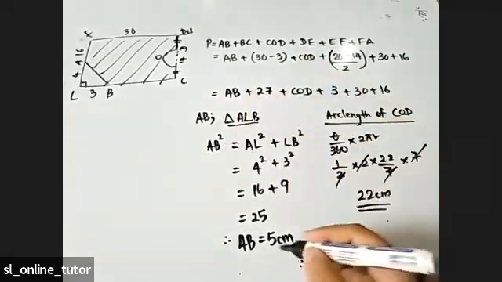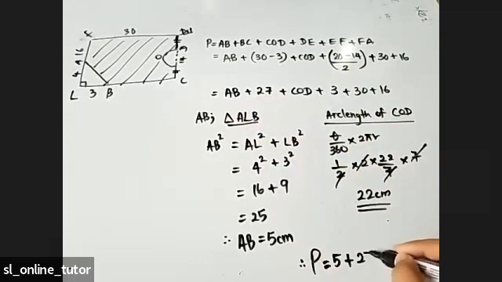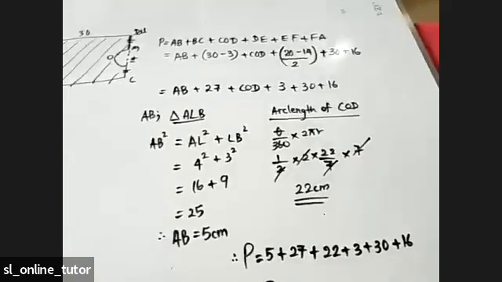Now you can say, therefore, perimeter is equal to what? You can take AB 5 centimeter, 27, COD that is 22. Other lengths are 3 plus 30 plus 16. What is the final answer you get here?